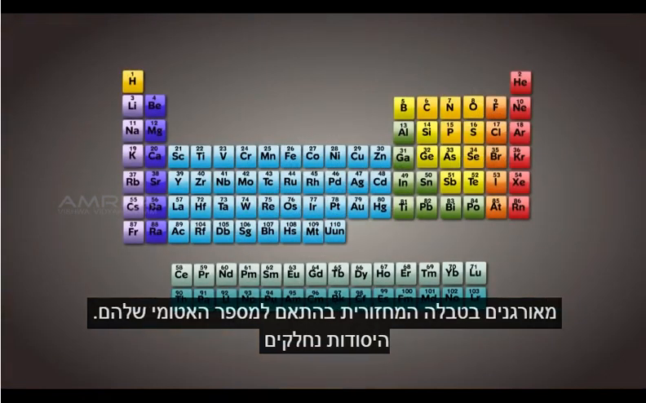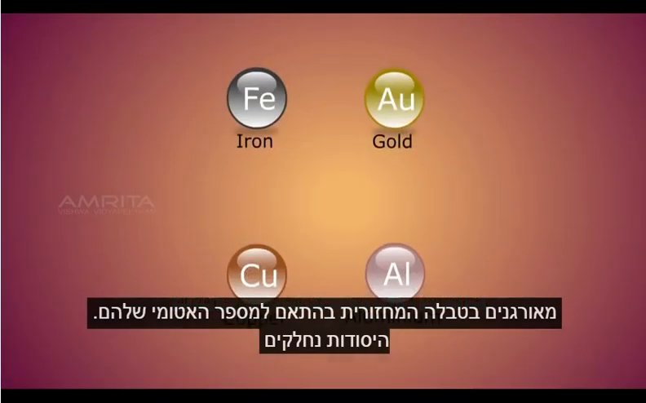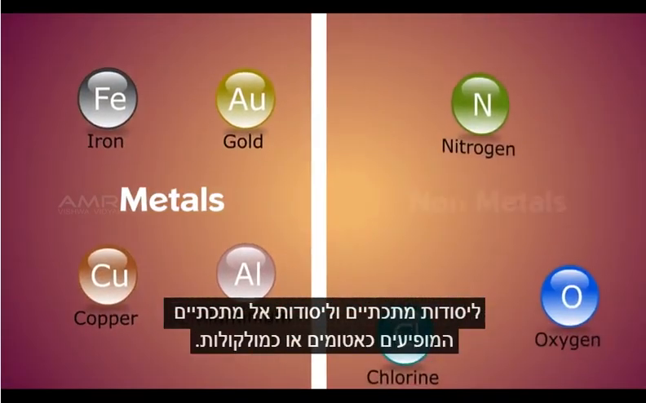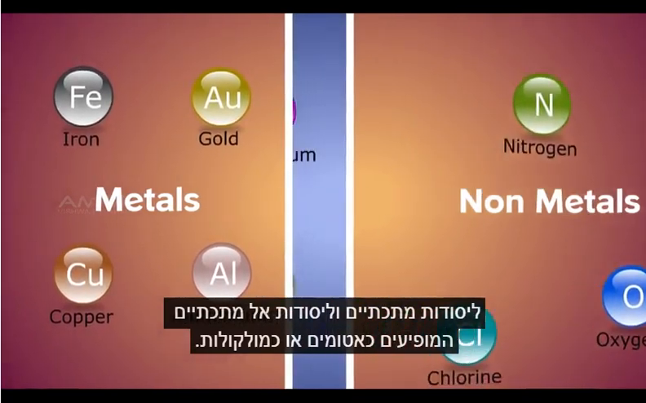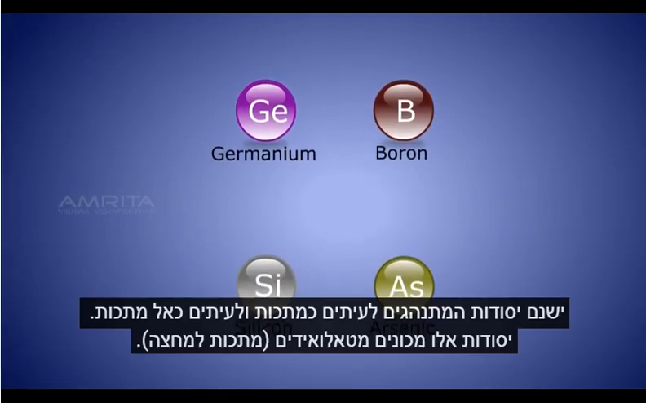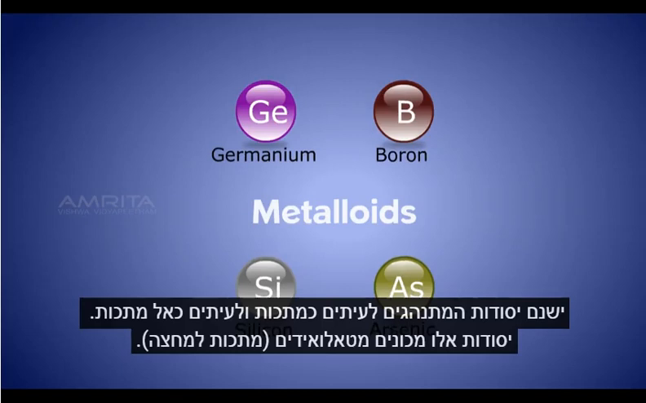Different elements are arranged in the periodic table according to their atomic number. Elements can be classified as metals and non-metals, and they exist as atoms or molecules. There are some elements which behave like metals and non-metals, which are called metalloids.